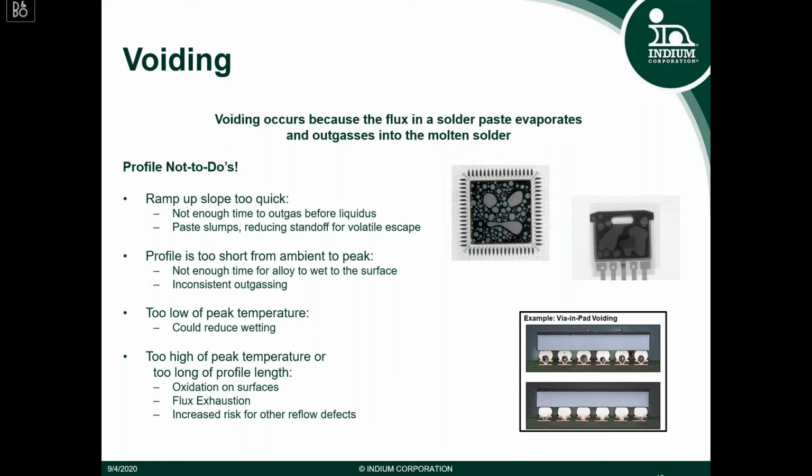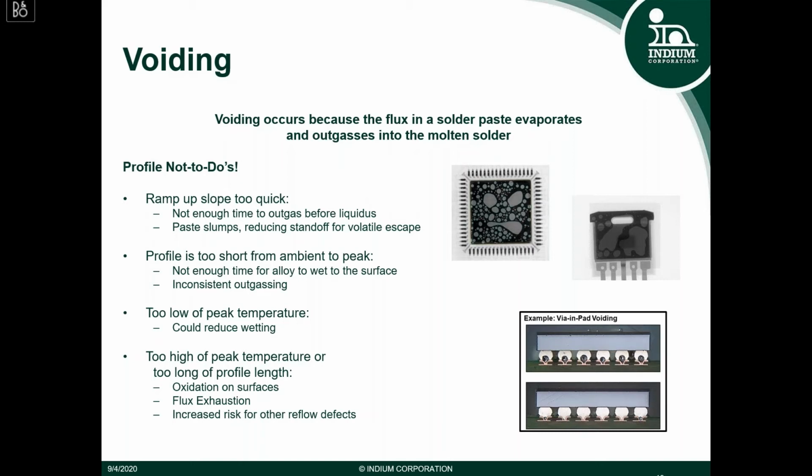Also, if you ramp up too fast, the paste could slump, which will decrease the standoff height. And this is especially important for bottom termination components because the flux is already having a difficult time trying to outgas and escape from underneath the body of the component. As you reduce that standoff height, it becomes even more difficult for the flux to escape and has nowhere to go, so it forms more voids. So as the paste slumps, it reduces the standoff height and creates more voiding.